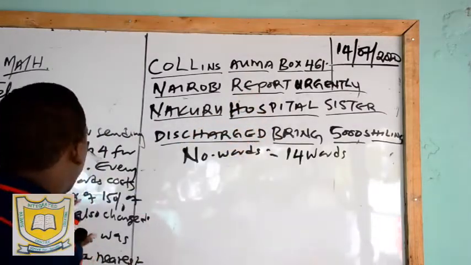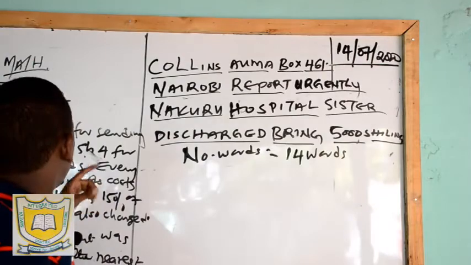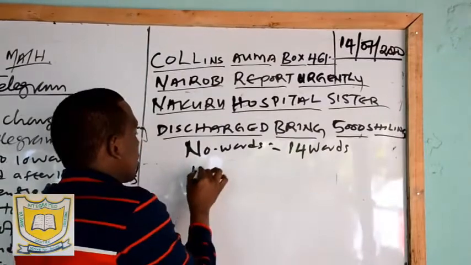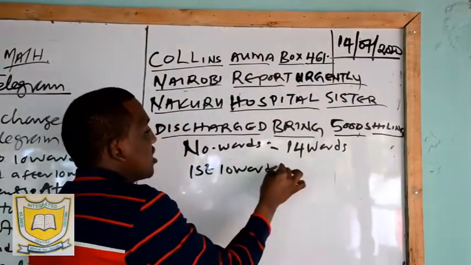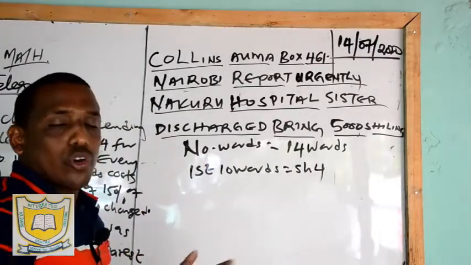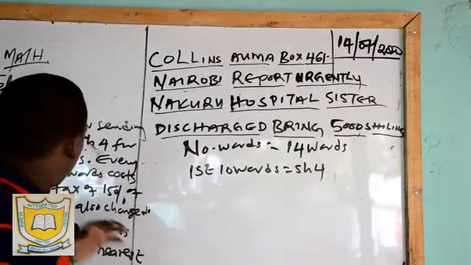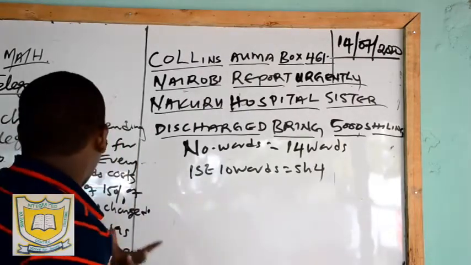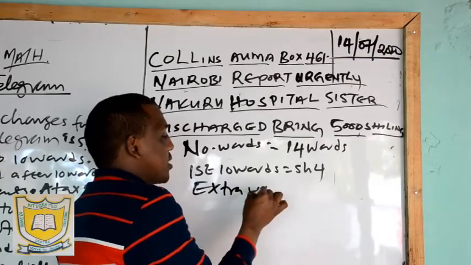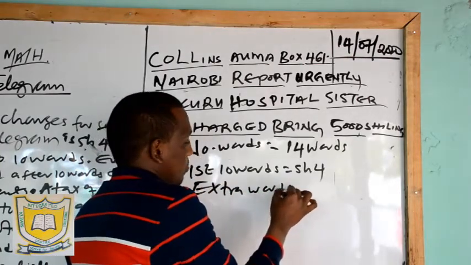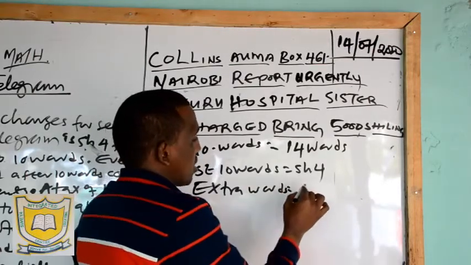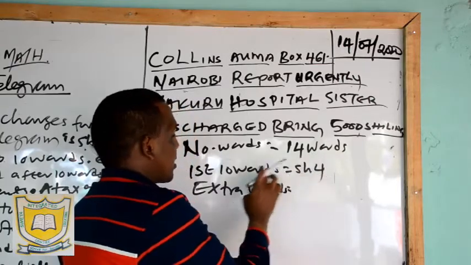Then you are told the first 10 words. The instruction says the charge for sending a telegram is shillings 4 for up to 10 words. So for the first 10 words, it's charged shillings 4. Every additional word, meaning extra words that come after 10, is also charged 40 cents. So here there are 4 extra words. They were 14, so extra words are now 4.